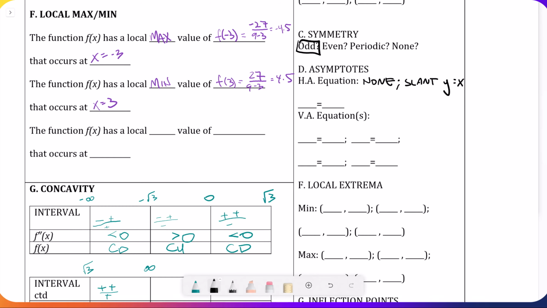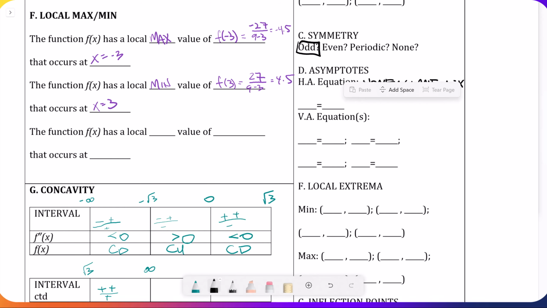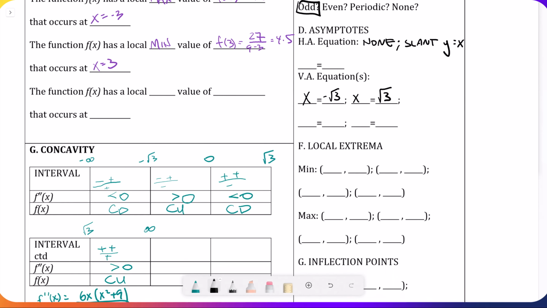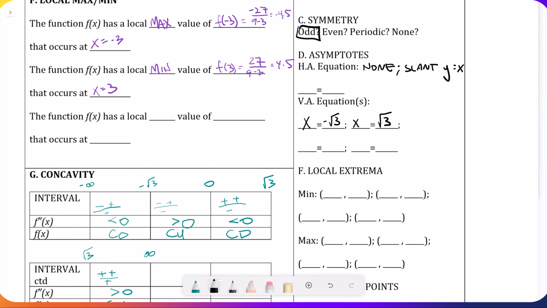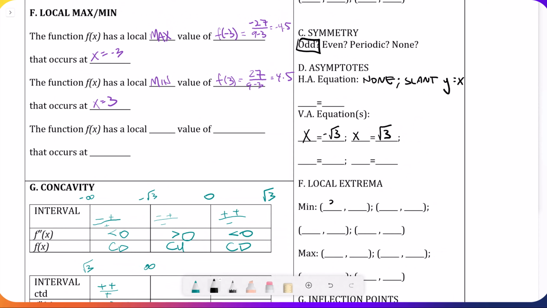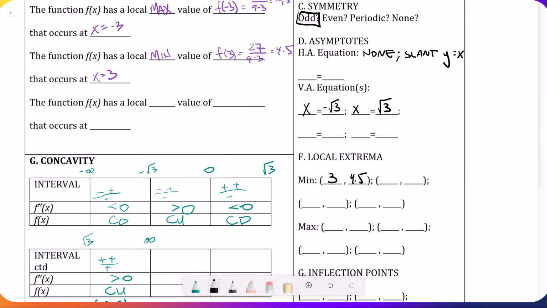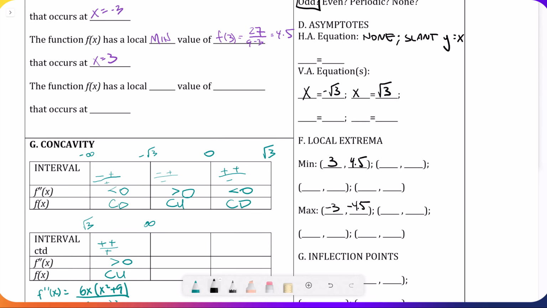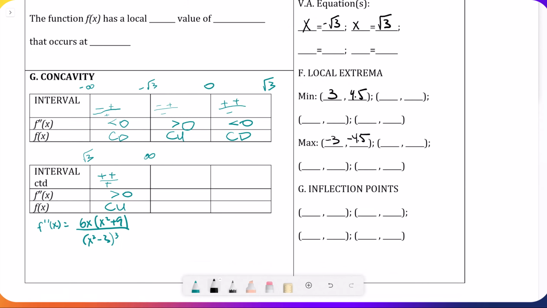Okay, vertical asymptote equations, right? What is the equation of the vertical asymptote? It's always x equals negative radical 3 and x equals positive radical 3. All right, local extrema. We had a min at 3 and 4.5, and we had a max at negative 3 and negative 4.5. So that right there tells me that the min is local and the max is local, not absolute.